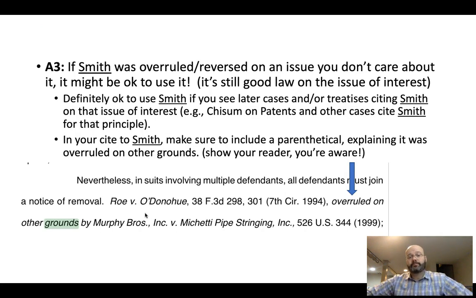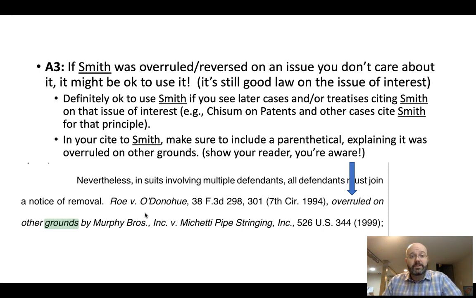Answer three. Well, here's where it gets interesting. If Smith was overruled or reversed on an issue you don't care about, it might be okay to use it. It could still be good law on the issue of interest. And so I think it's definitely okay to use Smith if you see a bunch of later cases, maybe treatises, citing Smith on that issue that you care about. Hey, if Smith is good enough for these later cases or for a well-respected treatise to cite to it on that principle, then it's probably good enough for you.